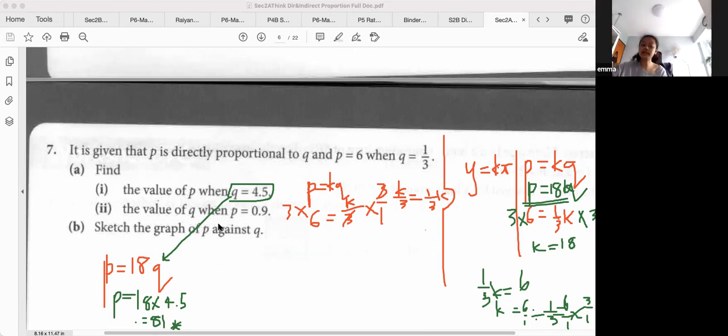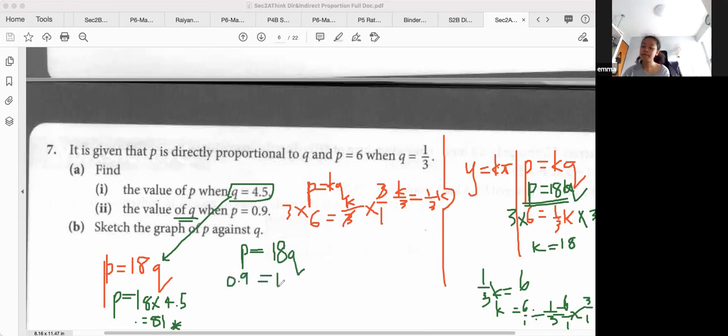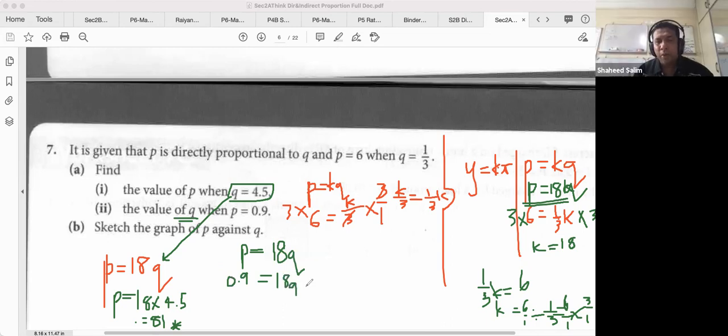Okay. Down here now, they tell us we want to find the value of Q. So we do not know Q, but we know P. The formula is P equals to 18Q. Q we don't know, but P we know is 0.9. Okay, 18 is here. I want to find what is Q. I put it like that. Maybe you're more used to like that. So I want to find Q is equals to 0.9 divided by 18.